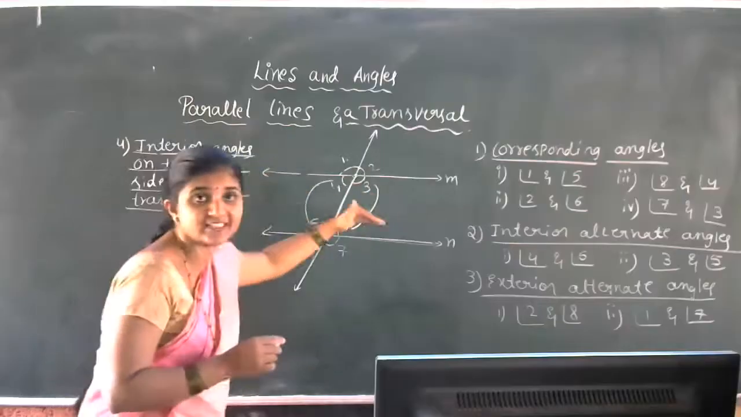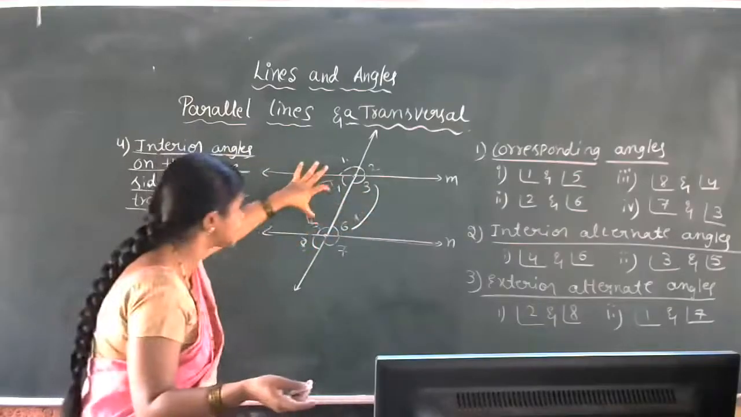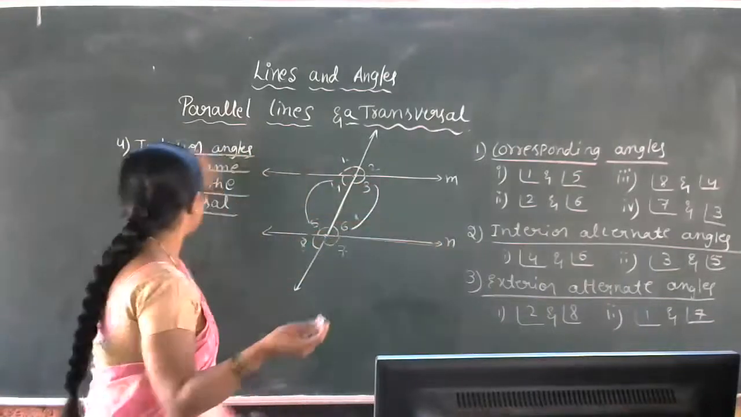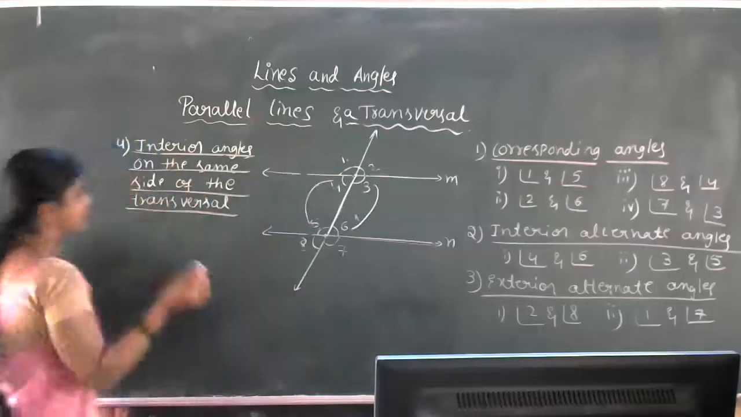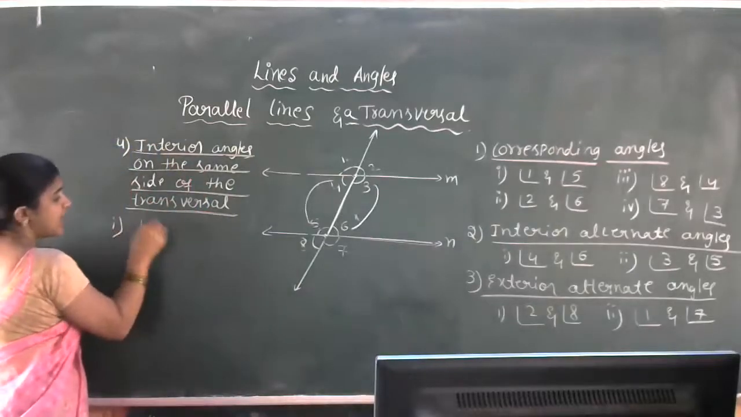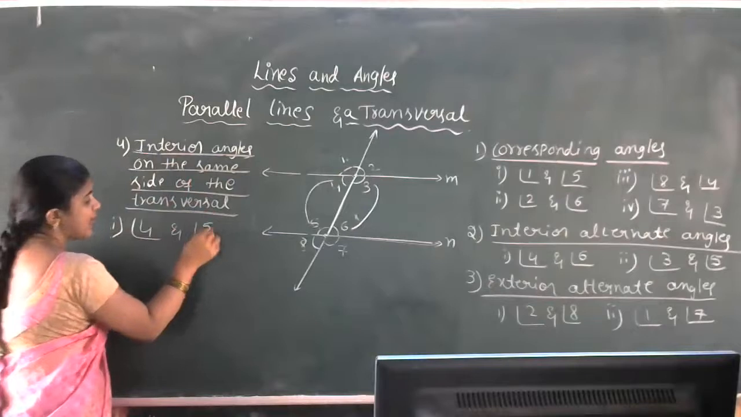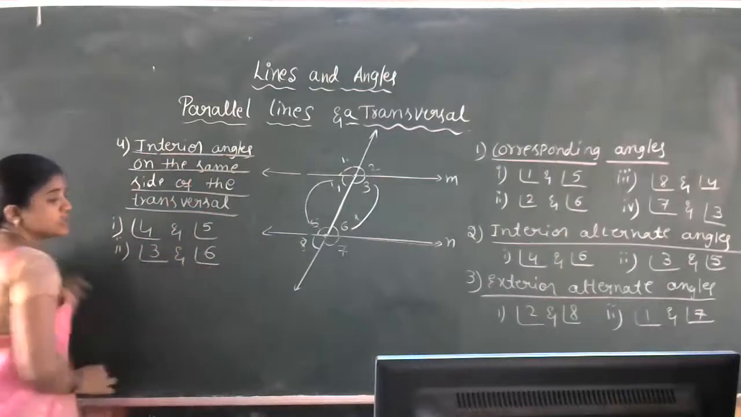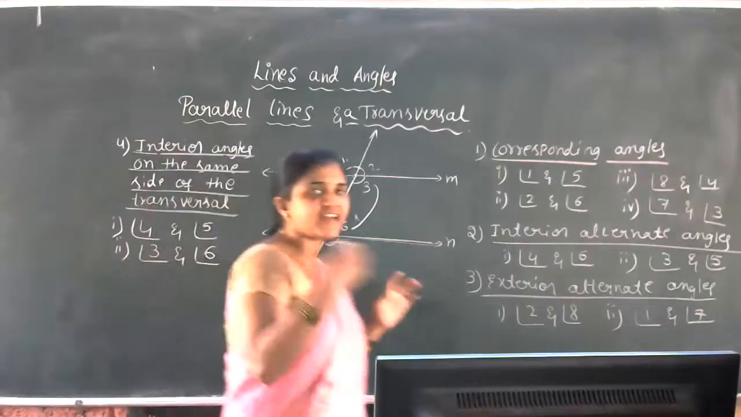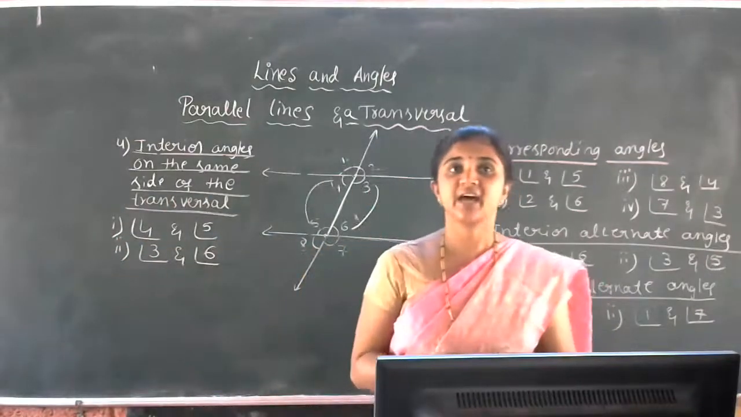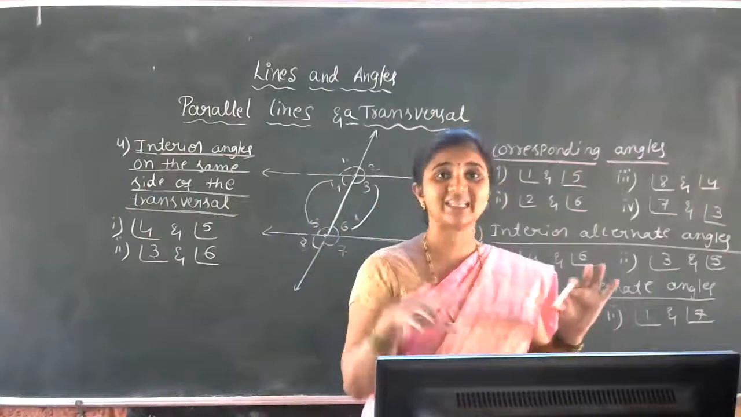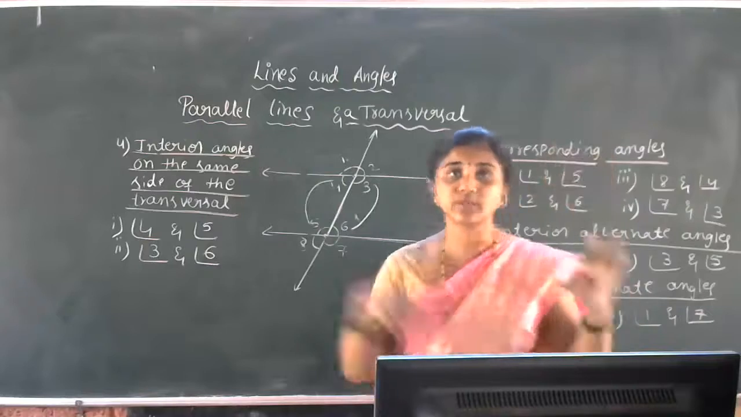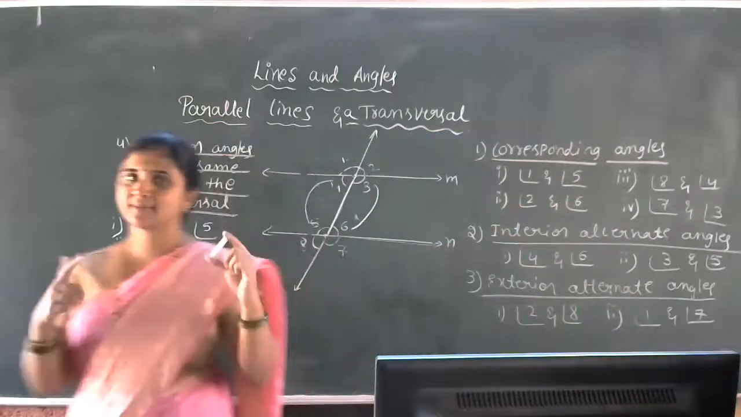Interior angles on the same side: 4 and 5 is one type, 3 and 6 is another type. First pair is angle 4 and angle 5. Second set is angle 3 and angle 6. So these are the two pairs of interior angles on the same side of the transversal. These angles are also called co-interior angles. Co-interior angles we can also use for this.